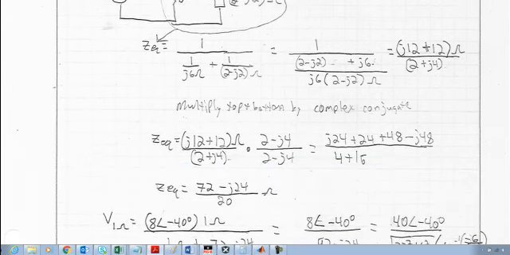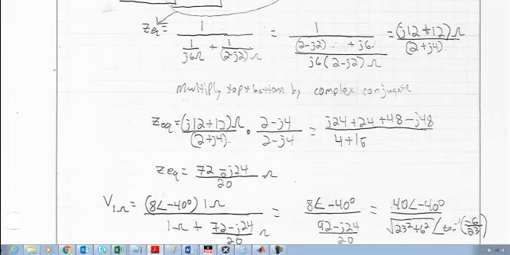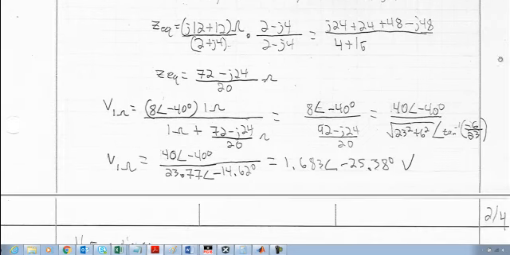Now what I'm going to do is treat this as a voltage divider, where this is my voltage, 8 phasor negative 40 degrees, a 1 ohm resistor, and this equivalent impedance that we just calculated as 72 minus j24 over 20. We're going to treat that as a voltage divider, and so down here I want to know how much voltage is across the 1 ohm resistor. So I take my input voltage, multiply it by the impedance of the 1 ohm resistor, just 1 ohm, divided by the total impedance, which is going to be 1 ohm plus that Zeq that I just calculated.